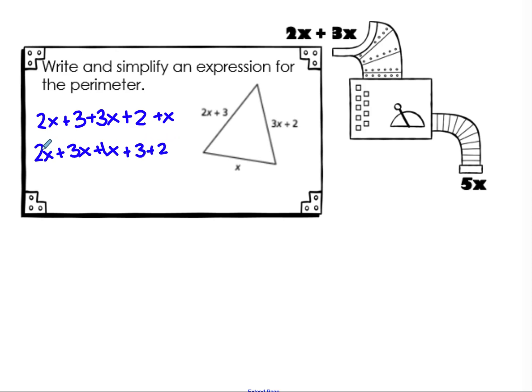plus 2. All right, I'm going to go ahead and put some parentheses around my like terms just so I can see what I have to add. 2x plus 3x, that's 5 x's, plus another 1 is 6x, plus. And then 3 plus 2 is 5. When we have perimeter, most of the time they're going to show you a label like feet or inches. But this one, they didn't give us a label. So we're just going to write units. So 6x plus 5 units is the perimeter.